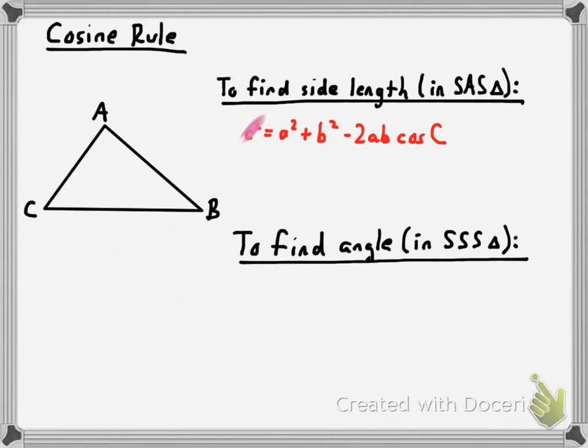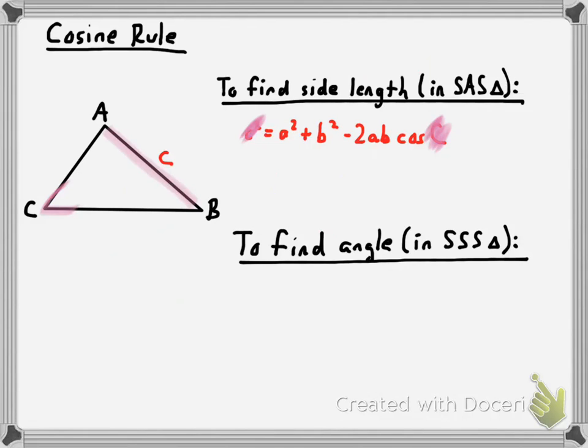So I've got the c squared right there on the opposite side of the equation from angle C, just like side C over here is opposite angle C right there. So you have a side and its opposite angle on opposite sides of this equation.